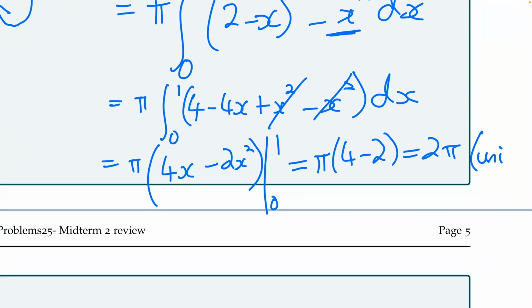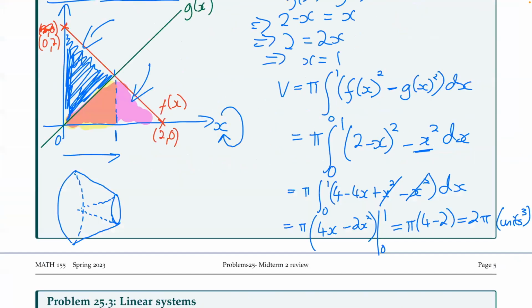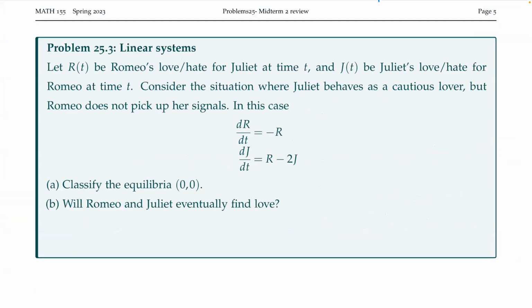And to be fully correct, we should say units cubed, whatever our units happen to be here. There weren't units specified in the question, but it's always good to put them, to indicate that because this is a volume, it'll be units cubed. Okay. Thank you to those who spotted the mistake in the question.